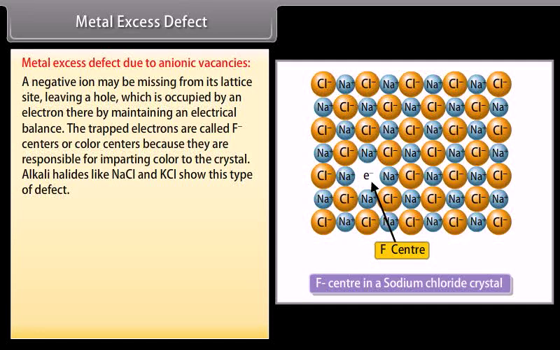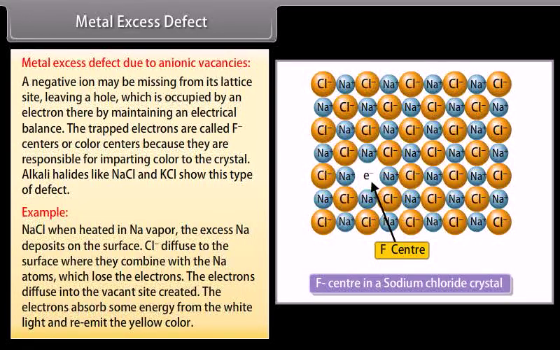maintaining an electrical balance. The trapped electrons are called F centers or color centers because they are responsible for imparting color to the crystal. Alkali halides like NaCl and KCl show this type of defect. Example: NaCl when heated in Na vapor, the excess Na deposits on the surface. Cl- ions diffuse to the surface where they combine with Na atoms which lose electrons. The electrons diffuse into the vacant site created. The electrons absorb some energy from the white light and re-emit the yellow color.